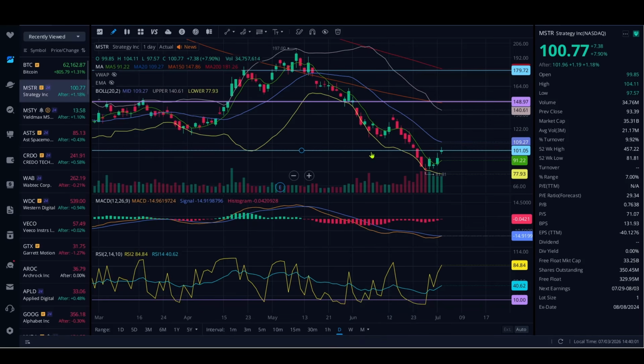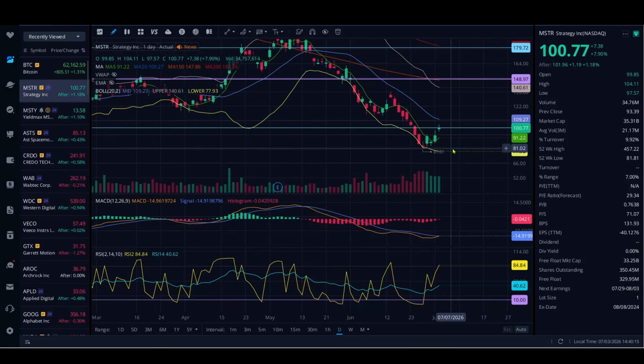Now, we did end up breaking this $100 mark right here, and I was hoping that we were not going to necessarily break below that $100 mark, but we did, right? We ended up coming as low as $81 right here before starting to move back up. Now, that $100 mark is now going to be our resistance line, right? Because our candles are under that line. So that is now the resistance line. We really need Bitcoin to move up so we can get MSTR back above this $100 mark and hopefully moving back up closer to that 150 range.